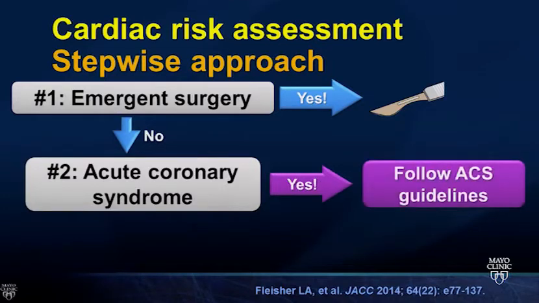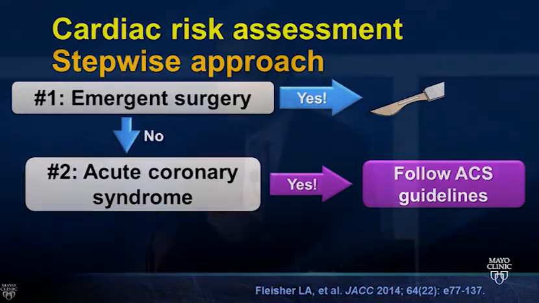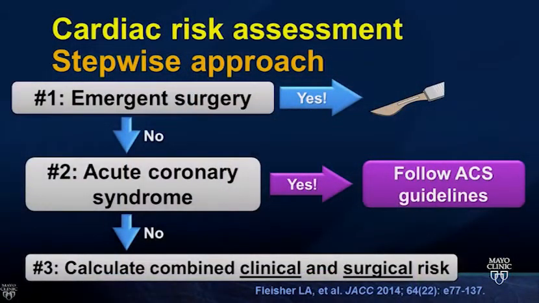If the answer to that is yes, then treat the acute coronary syndrome, and we're going to learn all about that from our colleagues this afternoon. If the answer to that question is no, then you need to calculate the combined clinical and surgical risk, and this is a 2-component risk assessment. There's a clinical component and a surgical component.